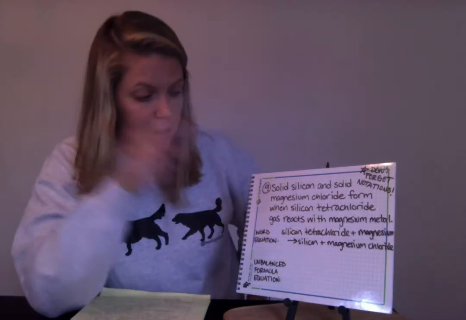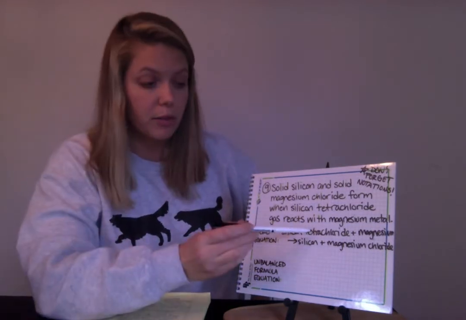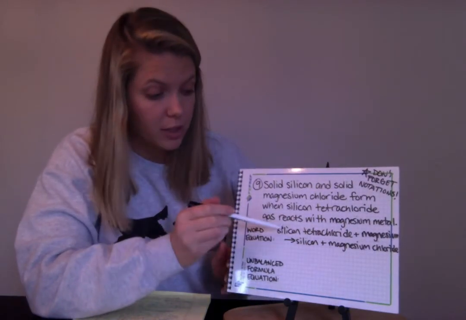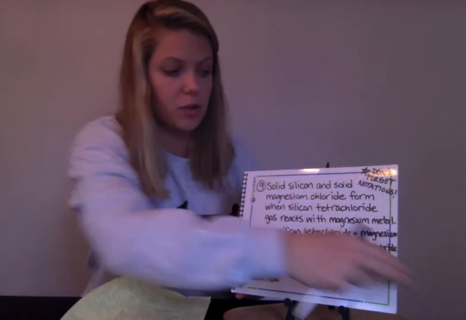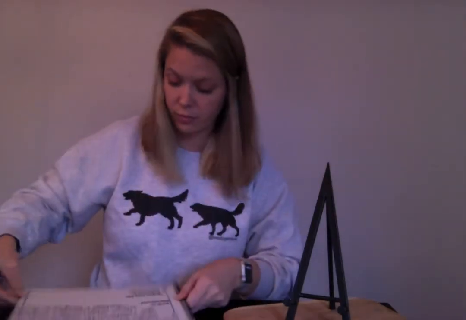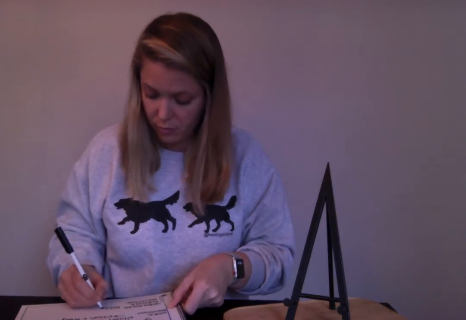So silicon tetrachloride. Think back to when we had our covalent bonding, right? The prefix tetra means 4. So that means we're going to have 1 silicon and 4 chlorines. So I'll write that here. And that's reacting with magnesium.